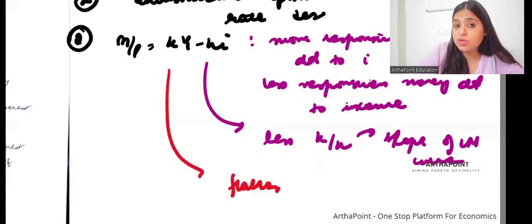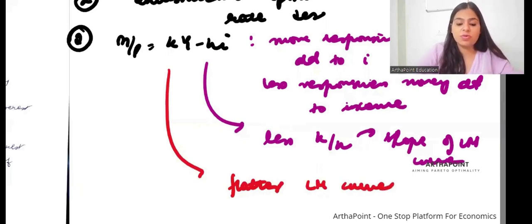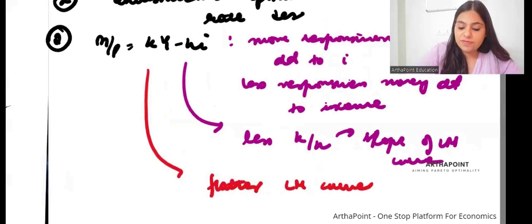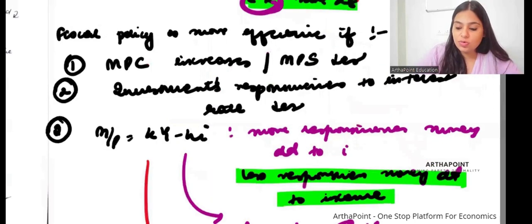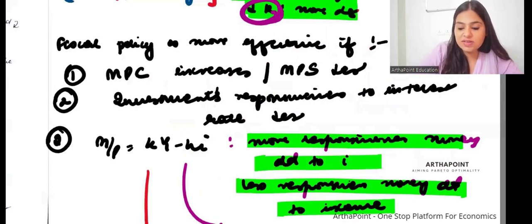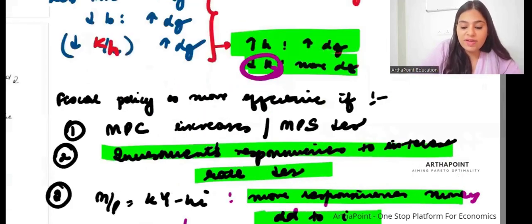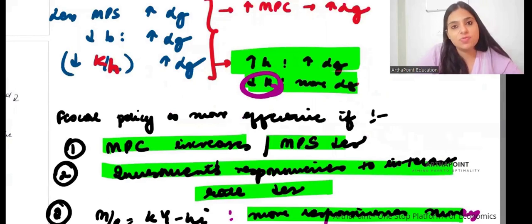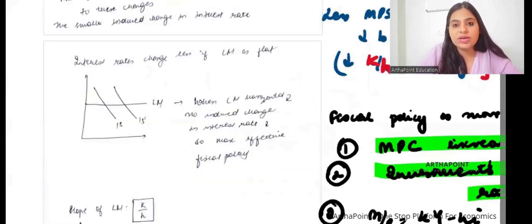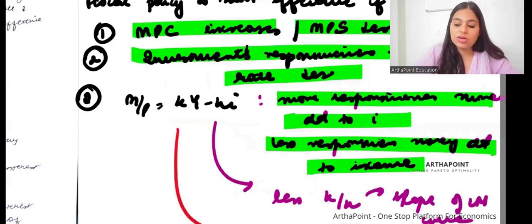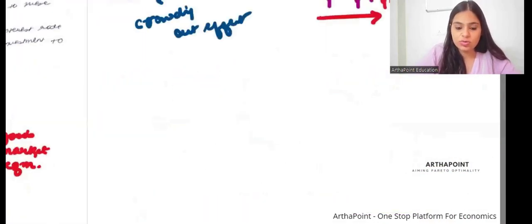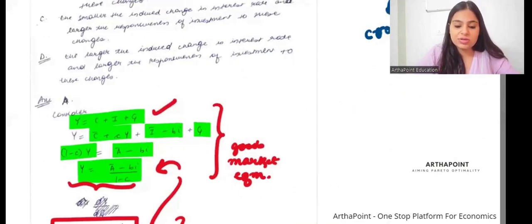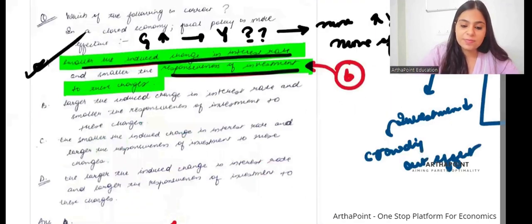I don't think anything more than this can come in the exam. We have discussed all ways in which fiscal policy can be effective. The flatter the LM curve, the lesser the value of K, the more the value of H, the lesser the value of B, the more the value of small c, the less the value of small s. These are all the ways in which fiscal policy will be more effective. I hope this is making sense to you. Very good question. Okay, so the answer to this question is A.